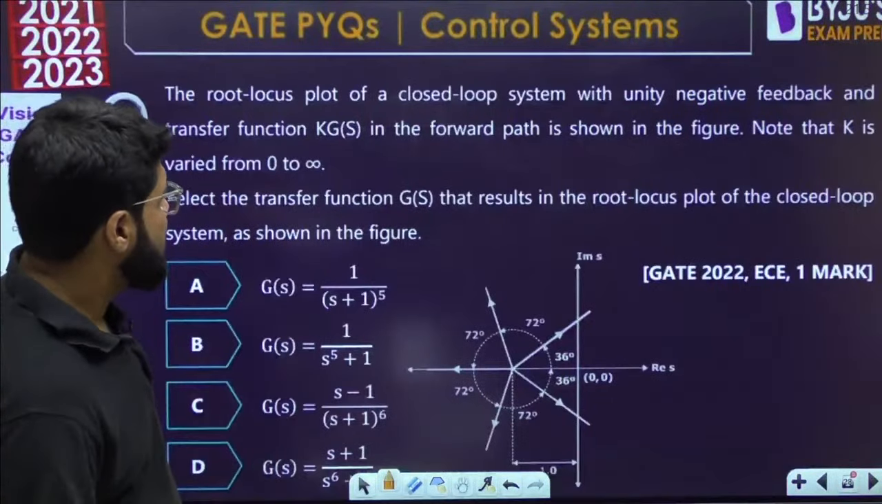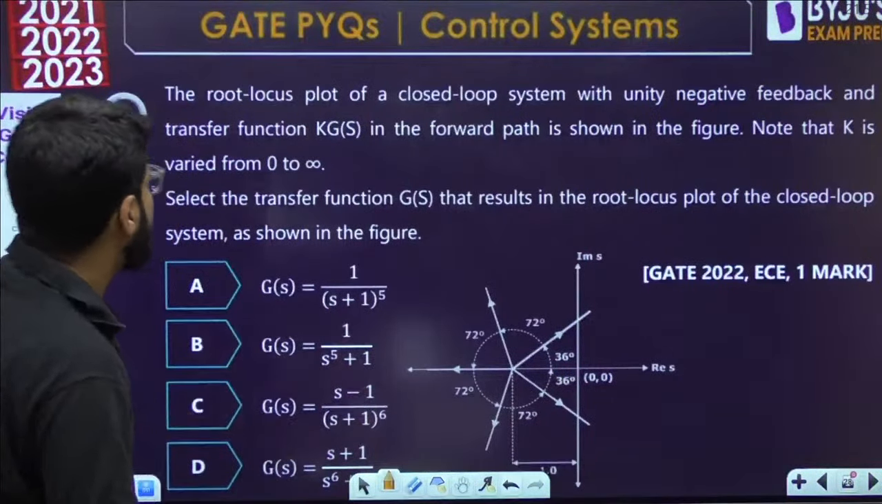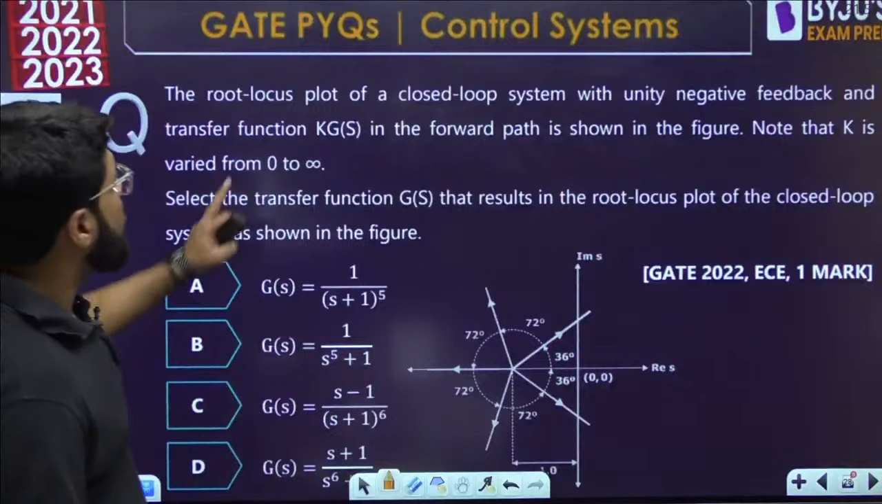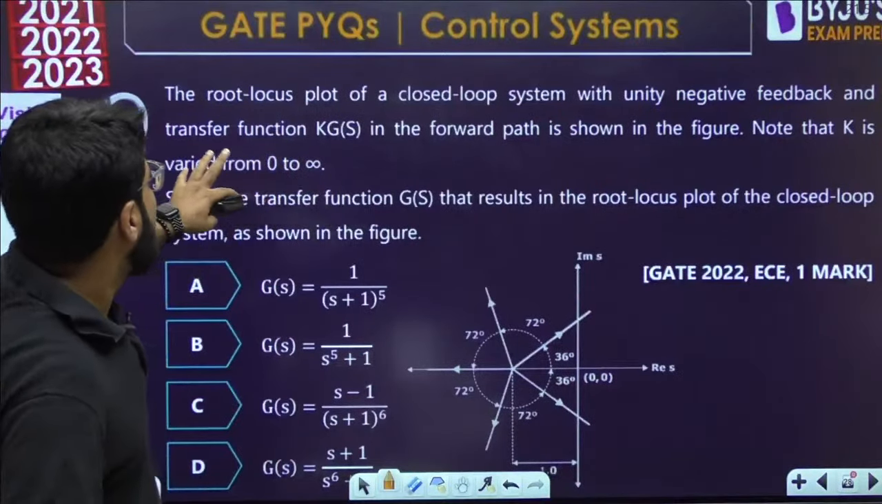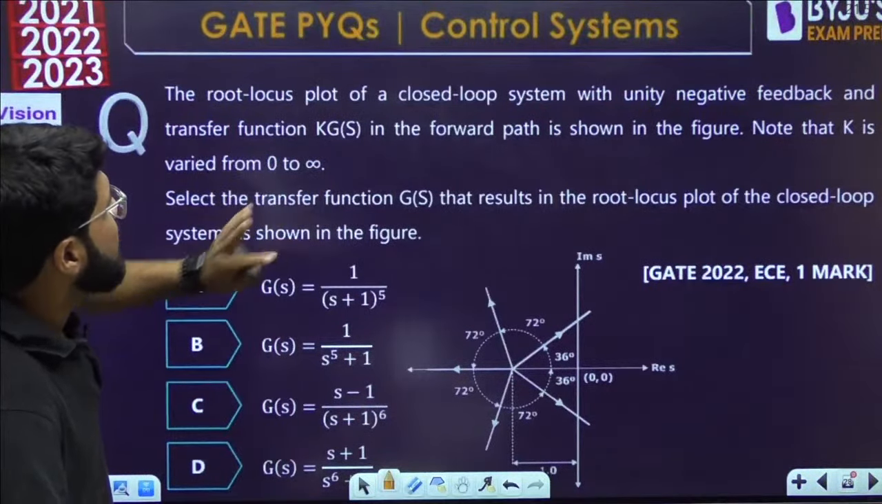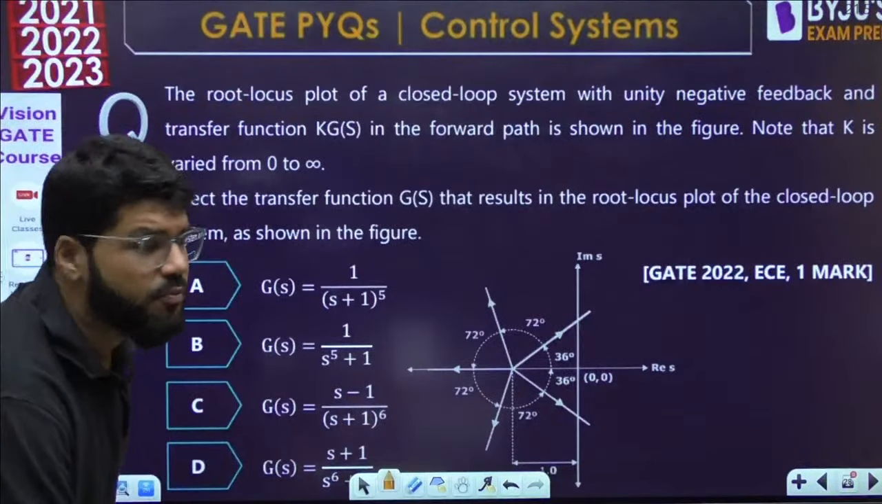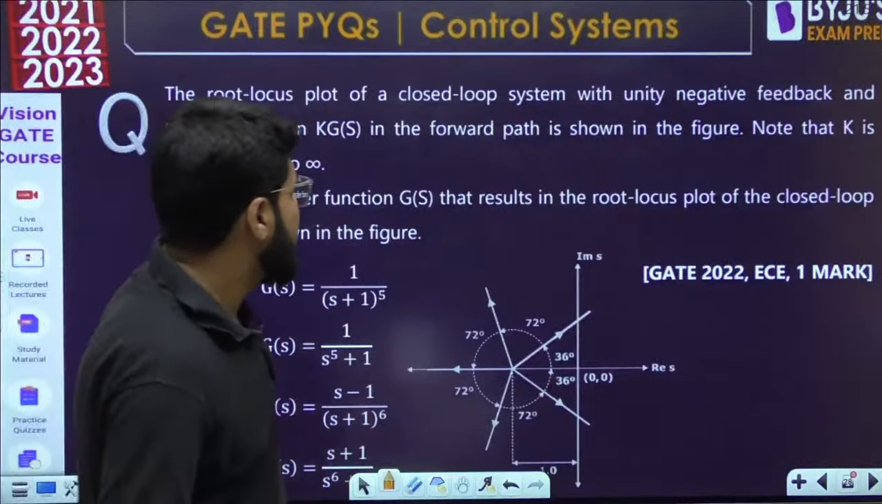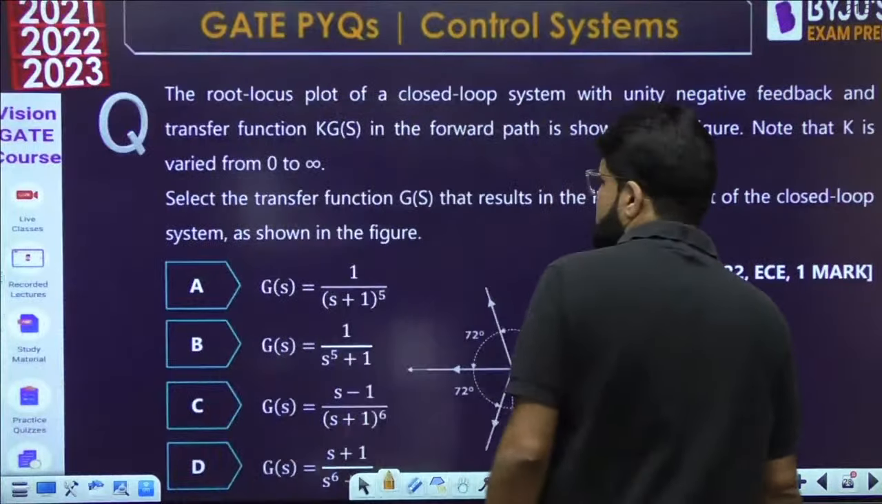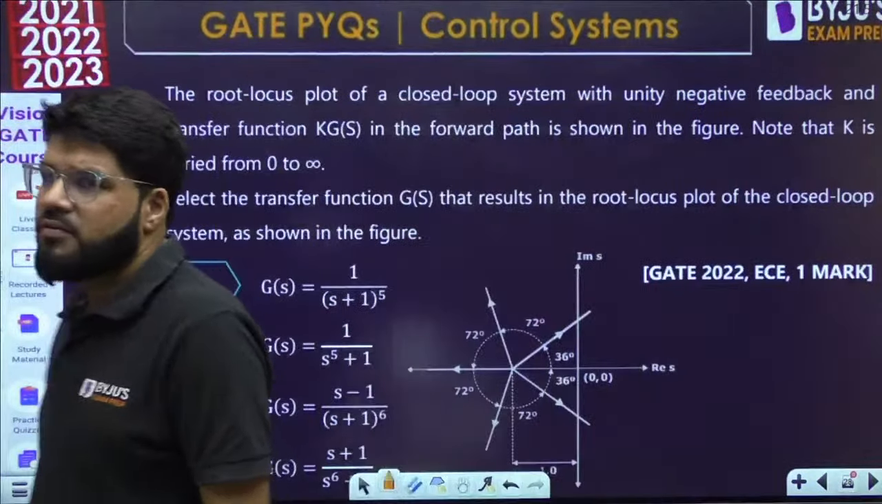Next question. Here we have a one mark basic question of root locus. The root locus plot of a closed loop system with unity feedback and transfer function KG(s) in the forward path is shown in the figure. Note that K is varied from 0 to infinity. It's by default positive anyways. Select the transfer function that results in the root locus plot of the closed loop system in the figure.